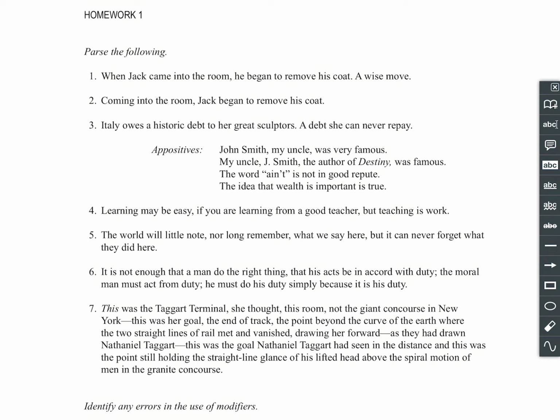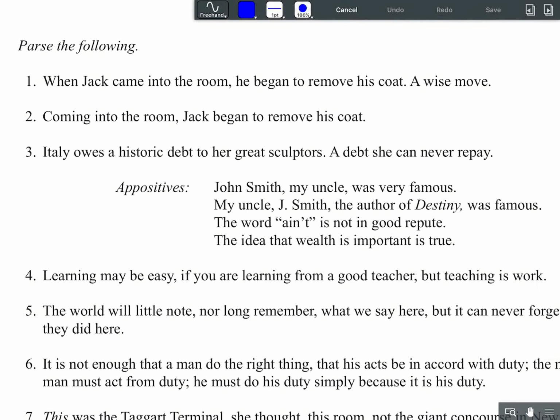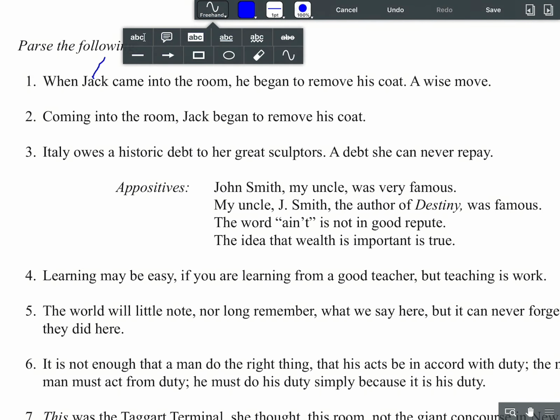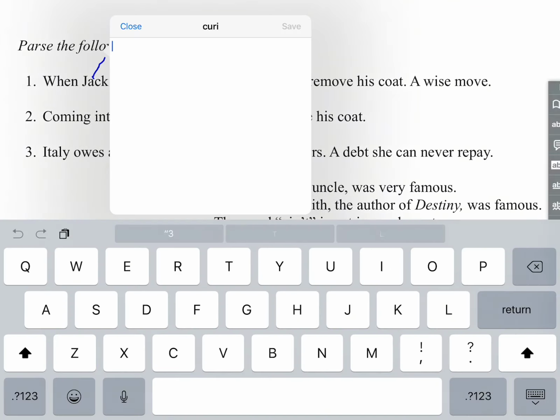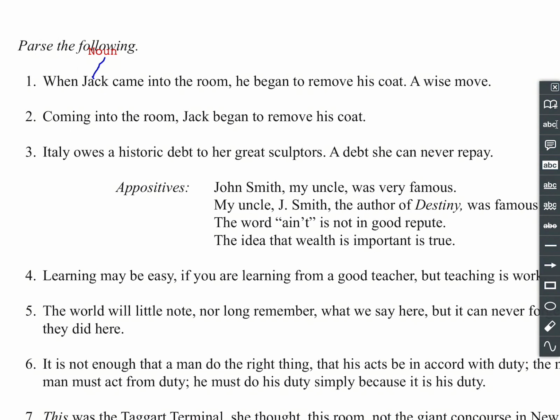Alright, I'm gonna try to do some Peikoff grammar homework stuff. So we're trying to diagram sentences. For example, Jack is a noun, save.